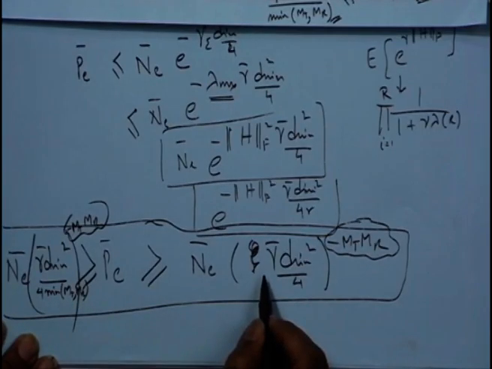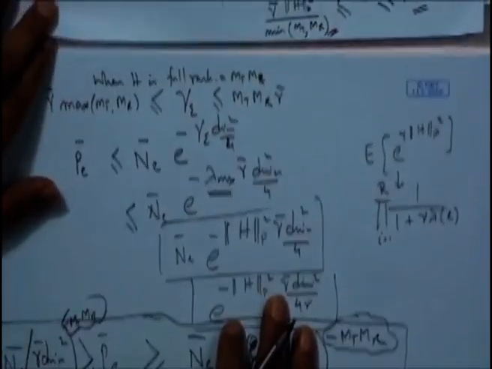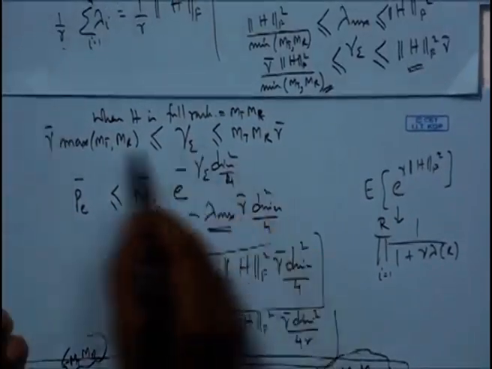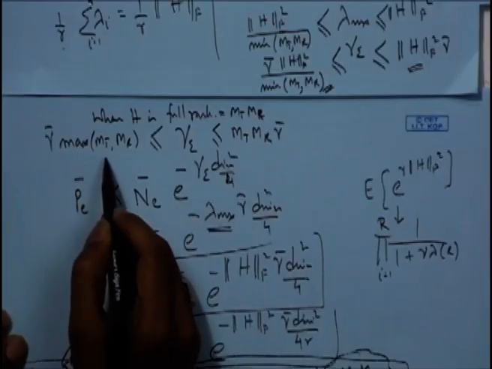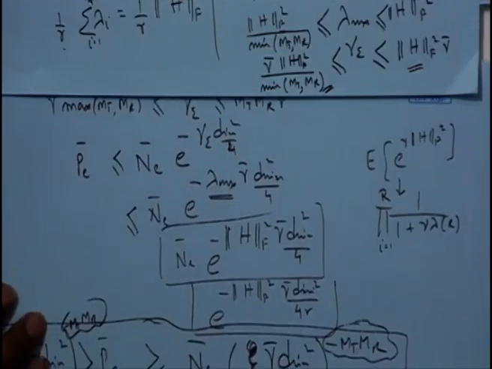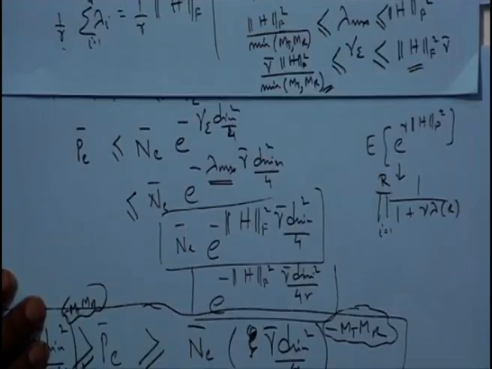There is a certain range of SNR which is available, and the SNR, as you can also see, has a range which varies from gamma bar to gamma bar times max of MT, MR. So this is the gain that you can get from dominant eigenmode transmission, which is another way of extracting diversity when you have channel state information available at the transmitter.